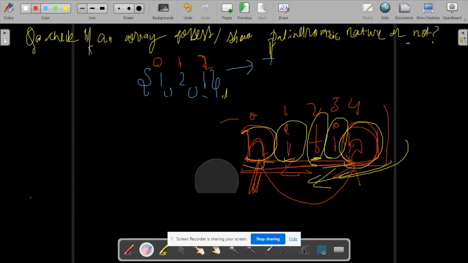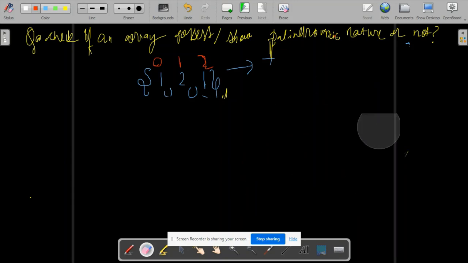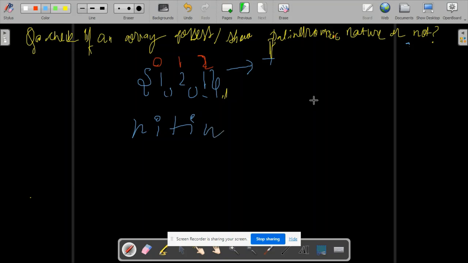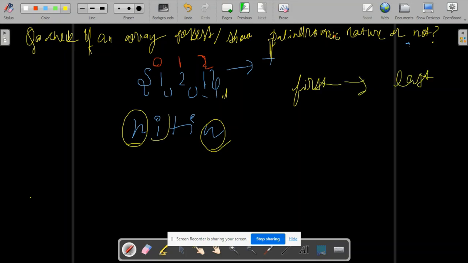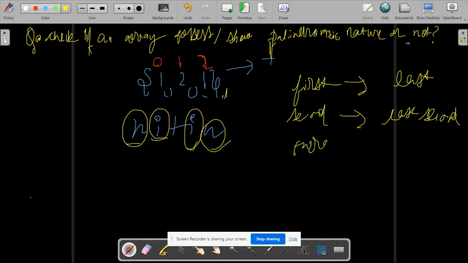The first char should match the last. The second char should match the second last. In Nitin, the first character should match the last character, the second should match the second last, the third should match the third last, and the fourth should match the fourth last character.